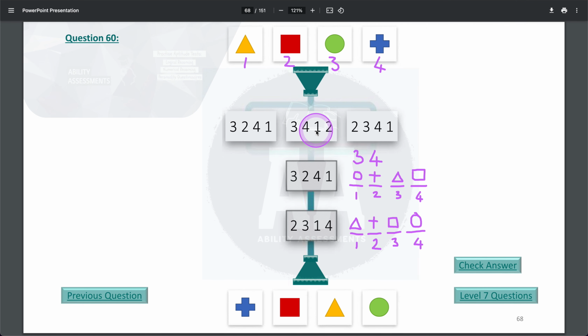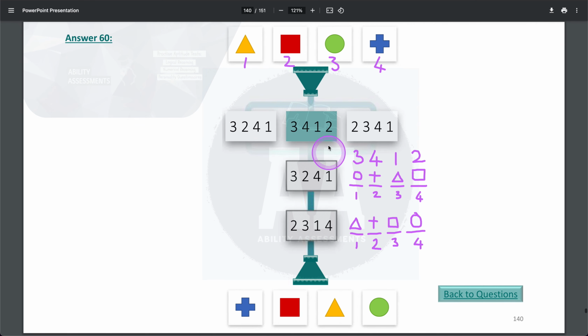But just to validate, let's continue to solve. The next one will be the triangle. We come back to the top. The triangle is in position number 1, so our next number is 1. And finally, the square is in position number 2, as you can see. So our answer is 3412. And like we said, this is our answer, and let's confirm that to be the case. So 3412 is indeed the correct answer.